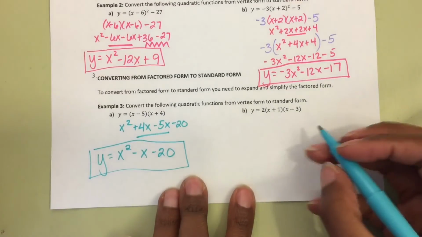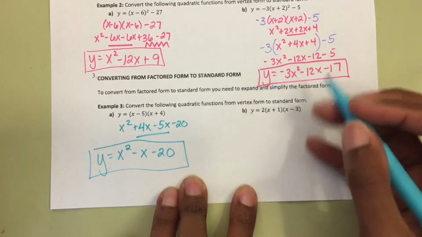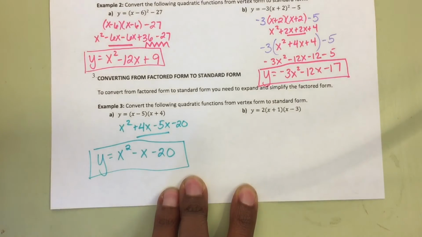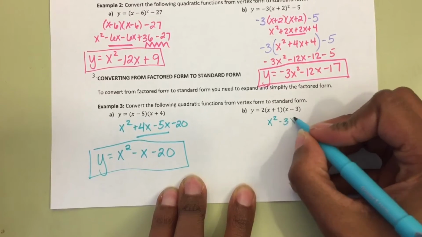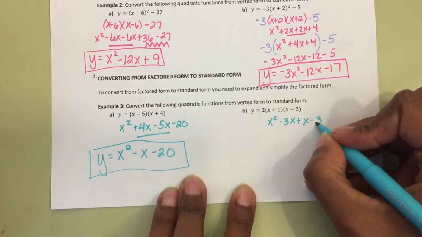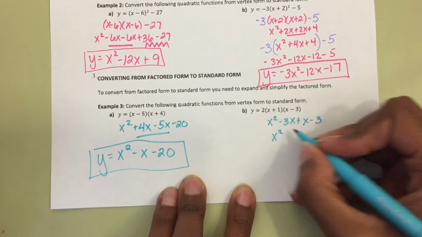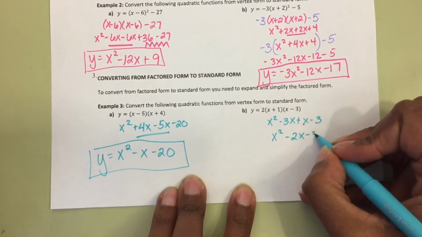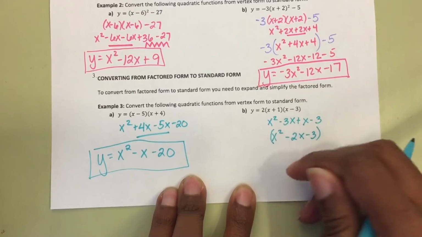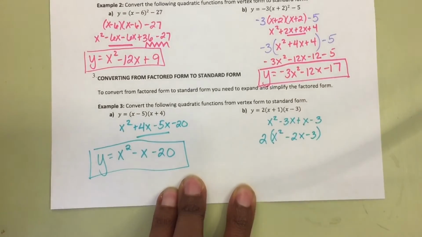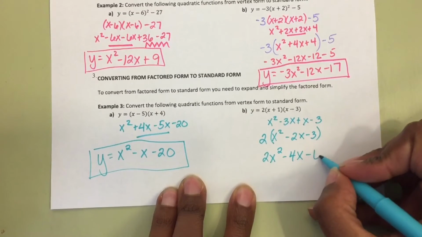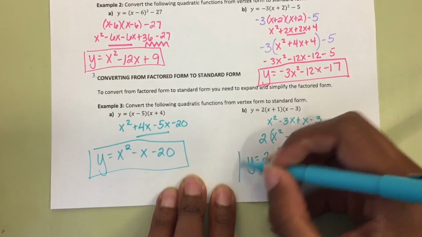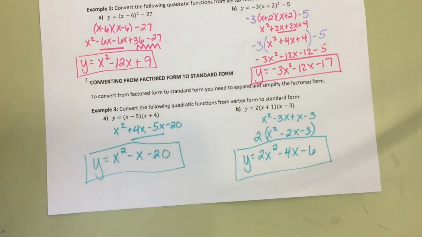All right, and then here, again, you can do the 2 first, but like what we've been doing all the rest, I would multiply your 2 parentheses together and then put the 2 back in. So x squared minus 3x plus x minus 3. Combine like terms, x squared minus 2x minus 3. Put that whole part in parentheses, bring down the 2. Now distribute the 2. 2x squared minus 4x minus 6. And again, put that y equals back in front. Or you can use f of x equals just to make sure that it's an equation.